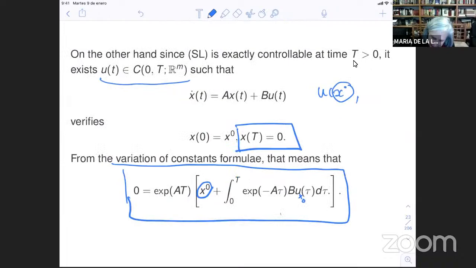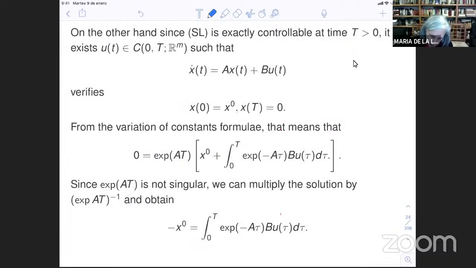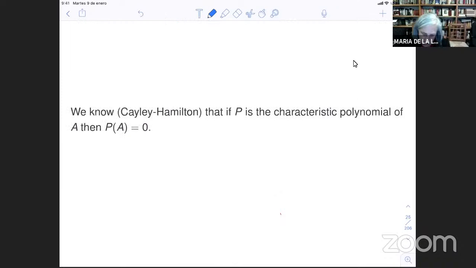And on the other hand, we have that the exponential of AT is not singular, so it has an inverse. So we can multiply by this inverse, and we get that minus x0, the initial datum, is equal to this integral of this exponential, okay? And now we use the Cayley-Hamilton theorem that says that if we have the characteristic polynomial of a matrix, and we insert the matrix in its characteristic polynomial, this is equal to zero. So we have that, okay?